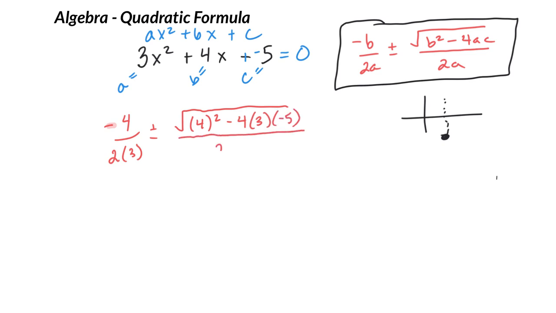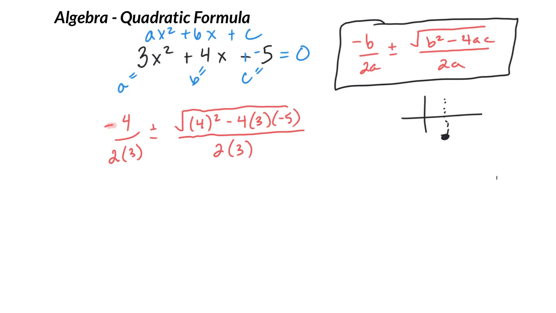all over 2a. I should note here that we have a common denominator, so sometimes you will see this equation written, since it's both 2a, as one big fraction: negative b plus or minus the square root of b squared minus 4ac, all over 2a. That's a great way to do it either way.